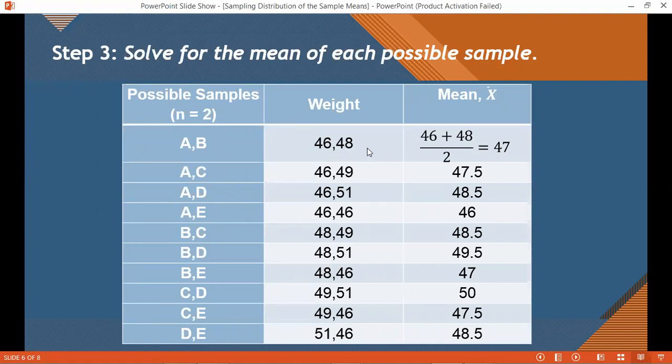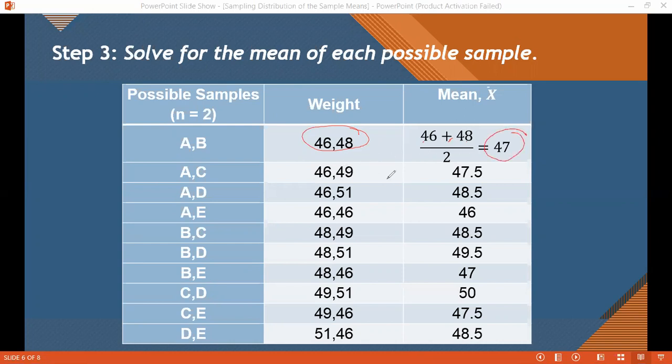What does mean mean? That is simply about the average. So technically, you will add the two numbers. Ito, the 46 plus 48, i-divide mo siya sa 2. So 46 plus 48, that is 94 divided by 2, that is 47.